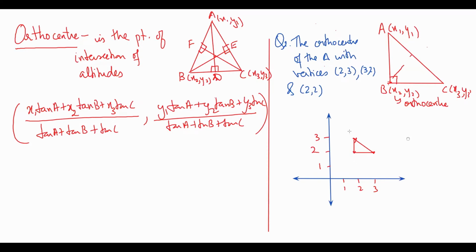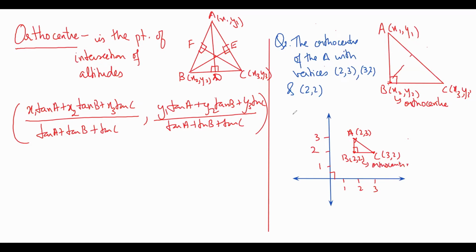How? Because this point is here, 2, 3, and this point is here, 2, 2. That means this point is on a line parallel to the y-axis, with the same x coordinate, and this point is on a line parallel to the x-axis because the y coordinates are the same. So when the x-axis and y-axis make 90 degrees with each other, then a line parallel to the x-axis and a line parallel to the y-axis will make a 90 degree angle with each other. So therefore, my orthocenter comes out to be this.